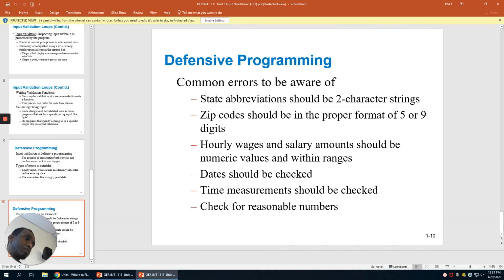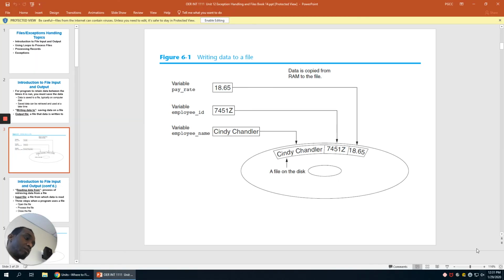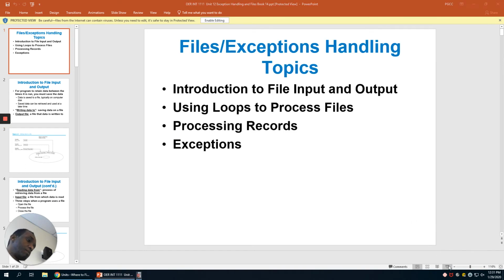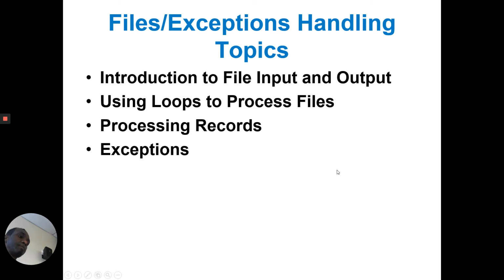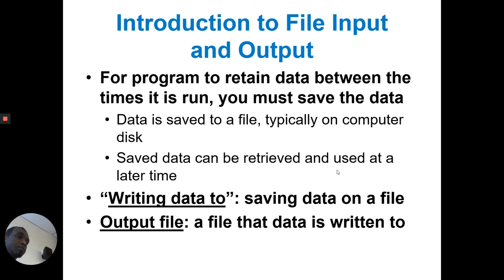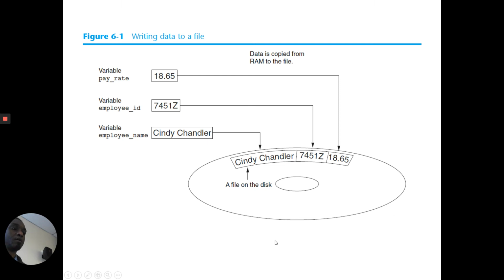So that was the general explanation, and then we will discuss the approach. This is the file and exception handling topic. It's basically a continuation of what we just discussed. For a program to retain data between the times it's run, you must save the data. Data is saved to a file, typically on a computer disk. Saved data can be retrieved and used at a later time. Writing data means saving data to a file, an output file, which is a file that data is written to. For example, the pay rate, employee ID, and employee name data is copied from memory, RAM, and saved to a disk file.